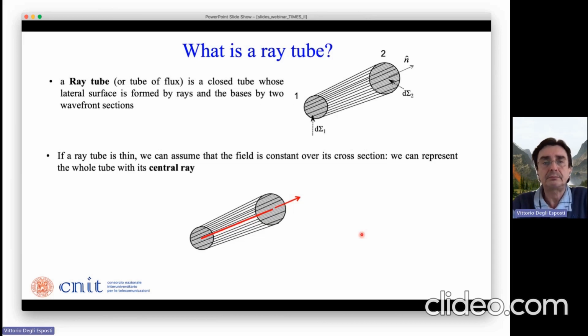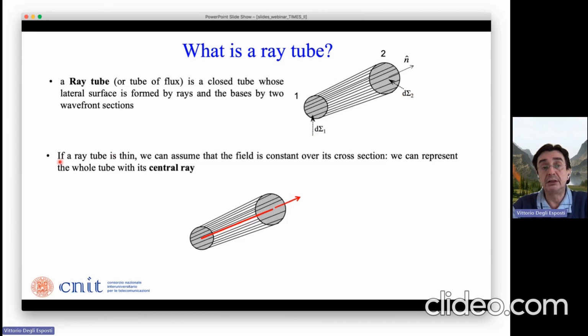What is a ray tube? A ray tube, or tube of flux, is a closed tube whose lateral surface is formed by rays and the bases by two wavefront sections. So we have rays that are not necessarily parallel, as we have seen. We have a tube, and then we have two cross sections of the tube, sigma 1 and sigma 2, which are not equal, and this is a ray tube.